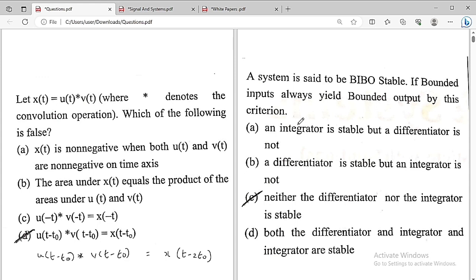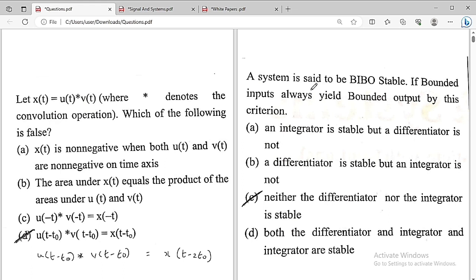Suppose you take some system, and for many bounded inputs you got a bounded output, but for some bounded input you got an unbounded output. Then by default we can say the system is unstable. Even if for at least one bounded input you get an unbounded output, the given system is unstable. For every bounded input, only if you get a bounded output can we say the system is stable.